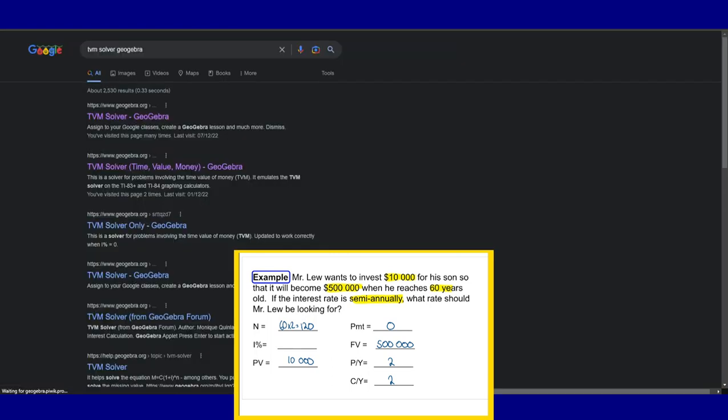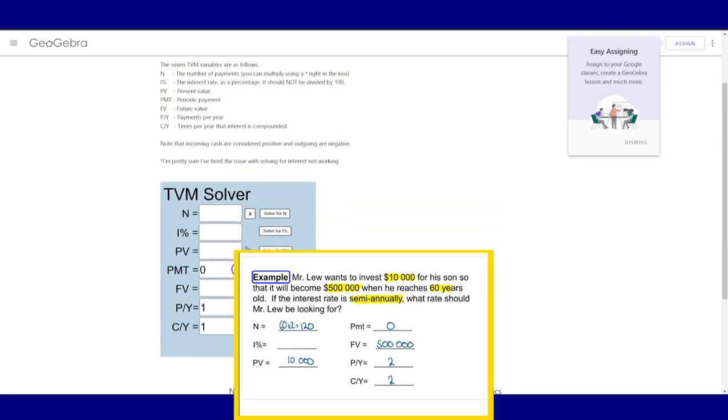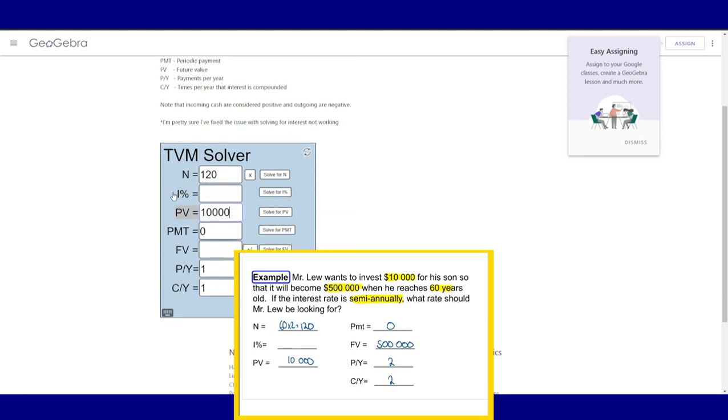So let's try a different calculator. Let's see if it works. So 120, we don't know, 10,000, 500,000, 2 and 2. So it's not giving us an interest. Again, let's just check. There we go. So now this works. So we just had to make a few adjustments. So again, if you're looking for rate, this calculator may be better. But we can see once we have the negative in there, it does work.